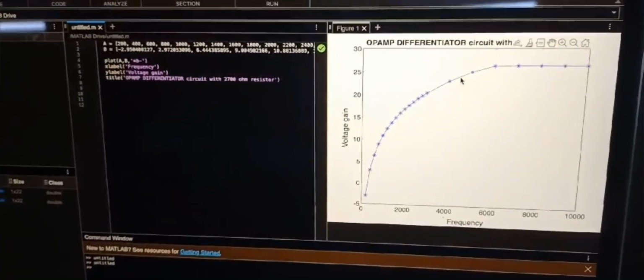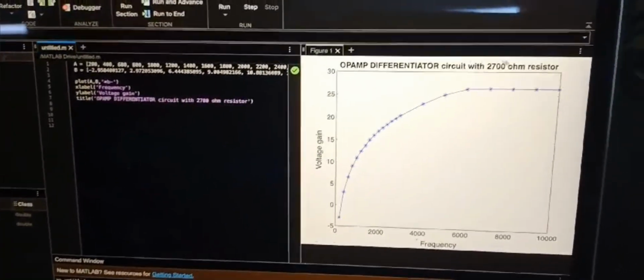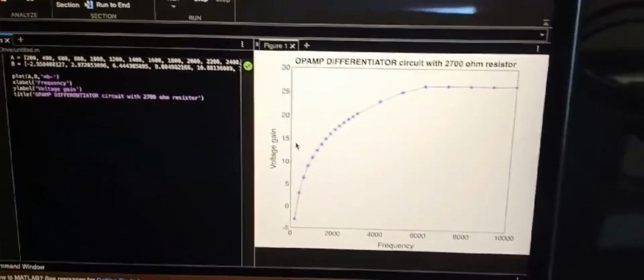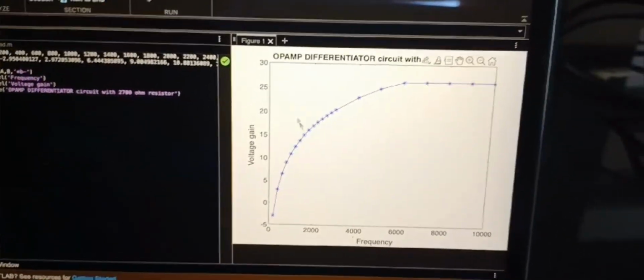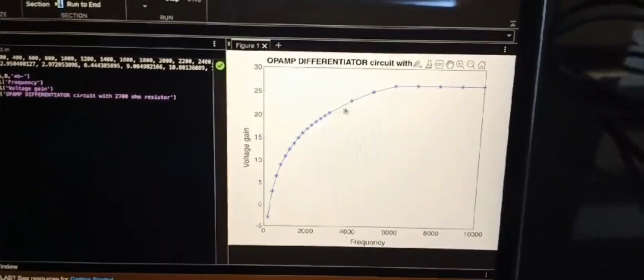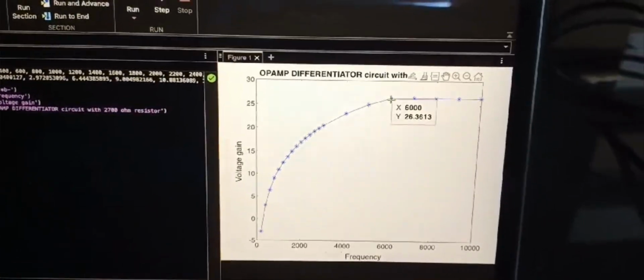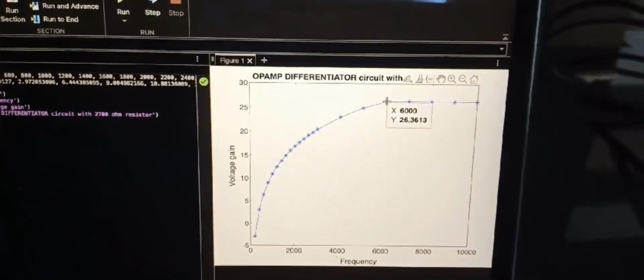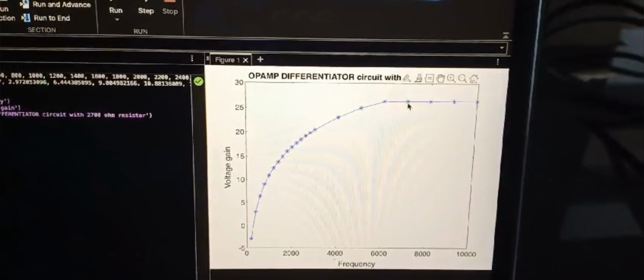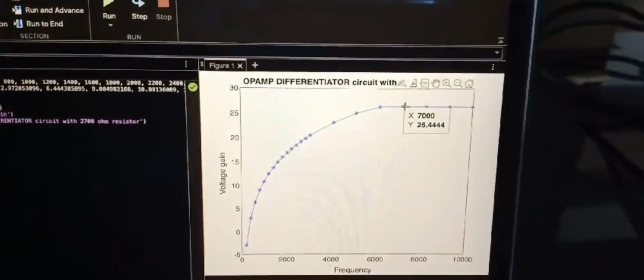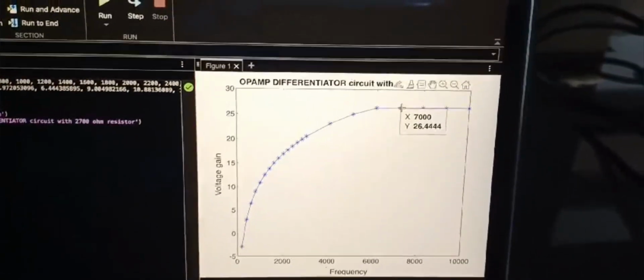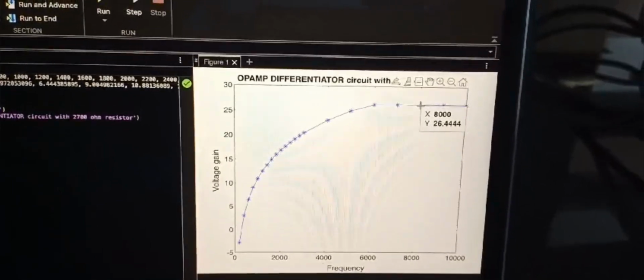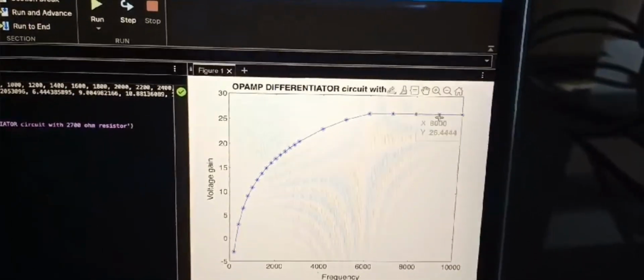So now we are plotting the graph for the differentiator circuit with the 2.7 kilo ohm resistor. As you can see, the values have increased on the y-axis, but after a certain value, which is at x equals 6000 Hz, the gain has stopped, the op-amp has started to saturate, and we are getting almost the same value at 7000 Hz, 8000 Hz, 9000 Hz. That is all about question number 2.